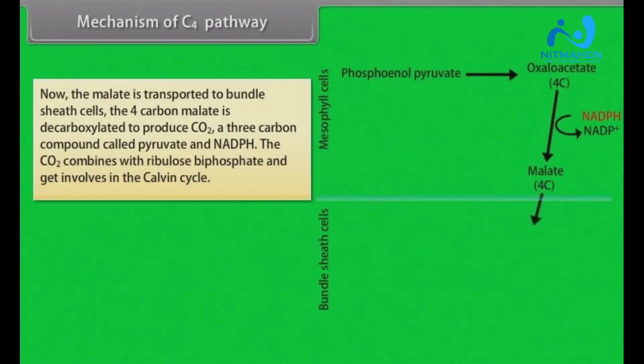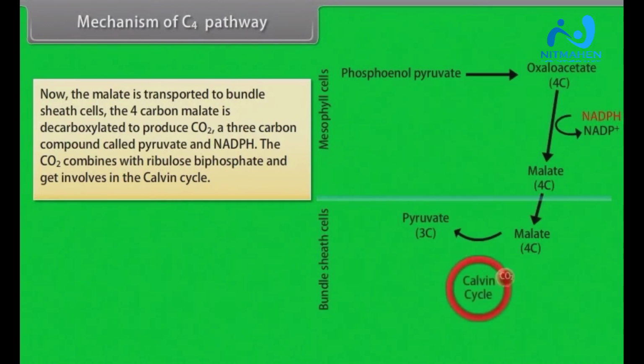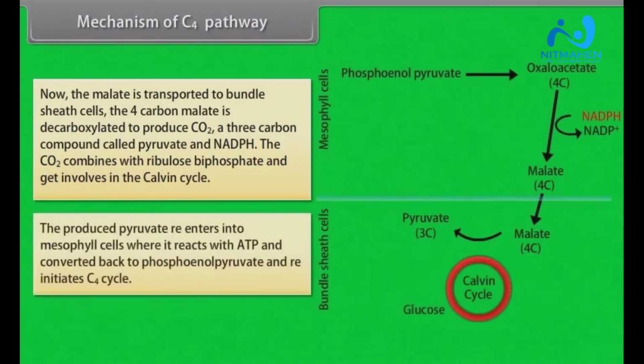The 4-carbon malate is decarboxylated to produce carbon dioxide, a 3-carbon compound called pyruvate, and NADPH. The carbon dioxide combines with ribulose bisphosphate and gets involved in the Calvin cycle. The produced pyruvate re-enters into mesophyll cells, where it reacts with ATP and is converted back to phosphoenolpyruvate and reinitiates the C4 cycle.